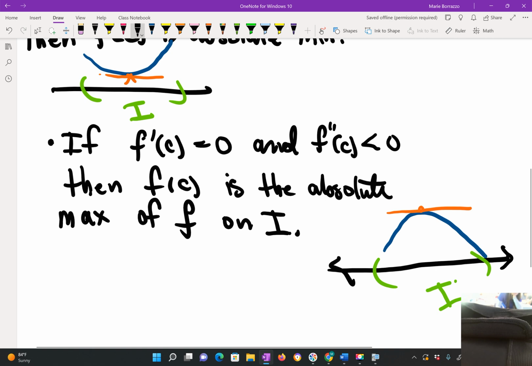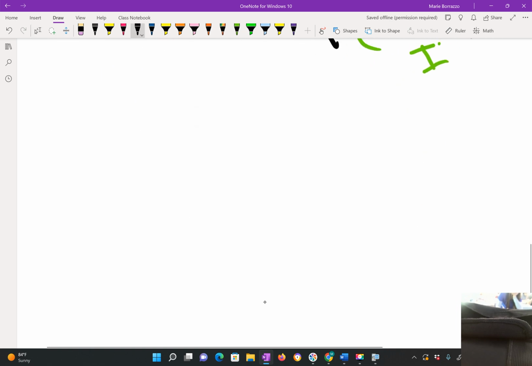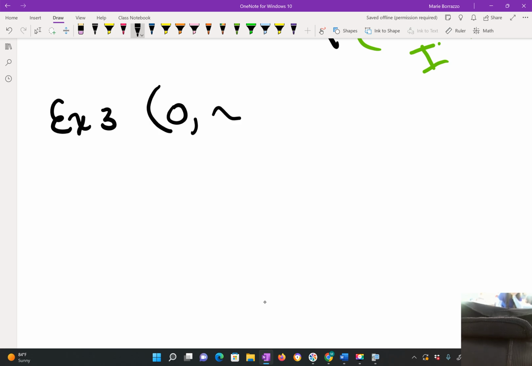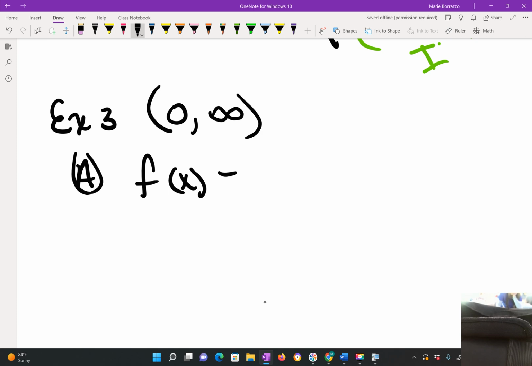Very tedious chapter. So this would be your last example in this chapter section, example 3. They say finding an absolute extrema on the open interval. They're asking us to find using the interval 0, infinity. We'll start with A, and if I have time, I'll do B. All right, so we have f of x is equal to x plus 4 over x.